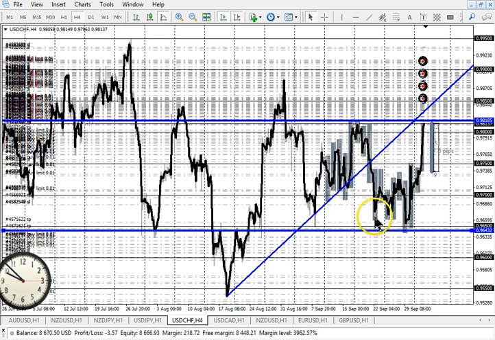On a 4-hour, you buy the wicks, you sell the wicks. Forget this confirmation stuff. You just put the orders in. Stop it with the confirmation.